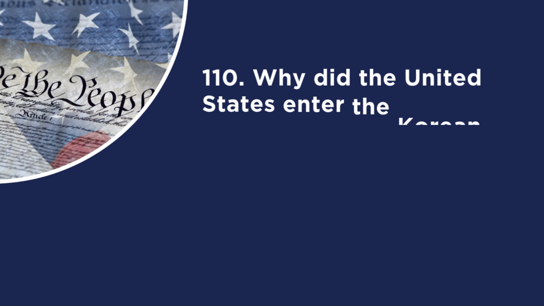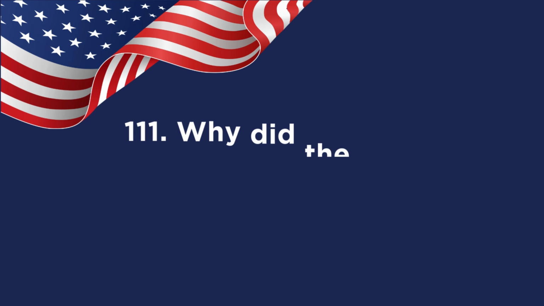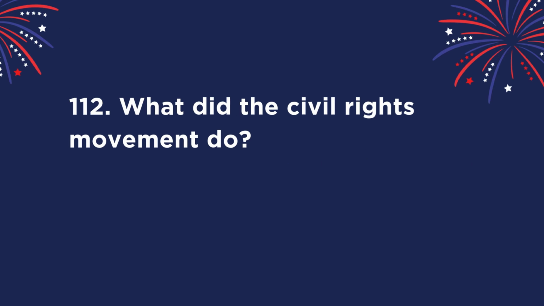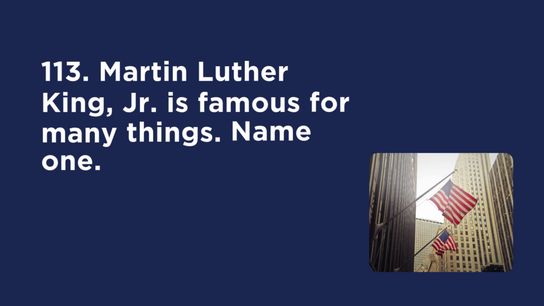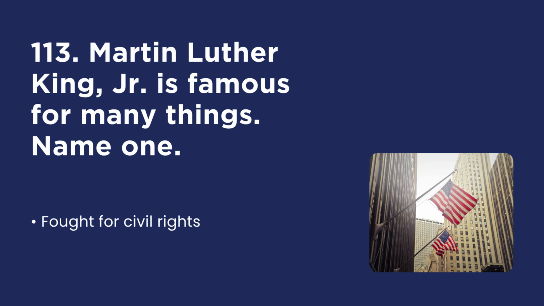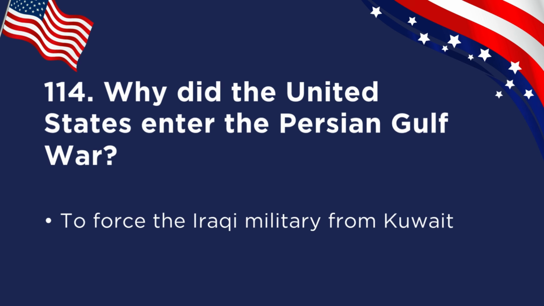Why did the United States enter the Korean War? To stop the spread of communism. Why did the United States enter the Vietnam War? To stop the spread of communism. What did the Civil Rights Movement do? Fought to end racial discrimination. Martin Luther King Jr. is famous for many things. Name one. Fought for civil rights. Why did the United States enter the Persian Gulf War? To force the Iraqi military from Kuwait.